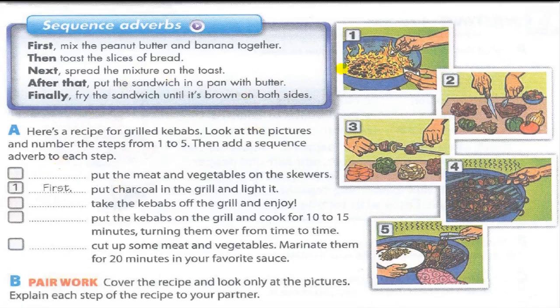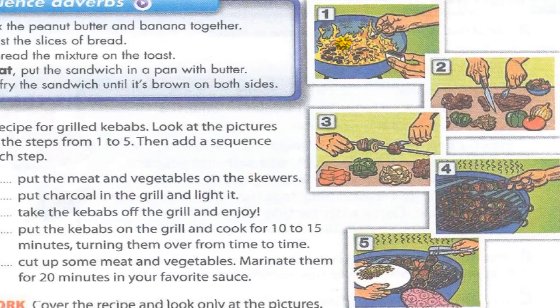We are going to put these pictures in order in this sentence, like 1, 2, 3, 4, 5. Where is first, then, next, after that, finally? Picture 1. First, put charcoal in the grill and light it. So this is picture number 1. So look at the pictures. Picture number 1, put charcoal in the grill and light it.